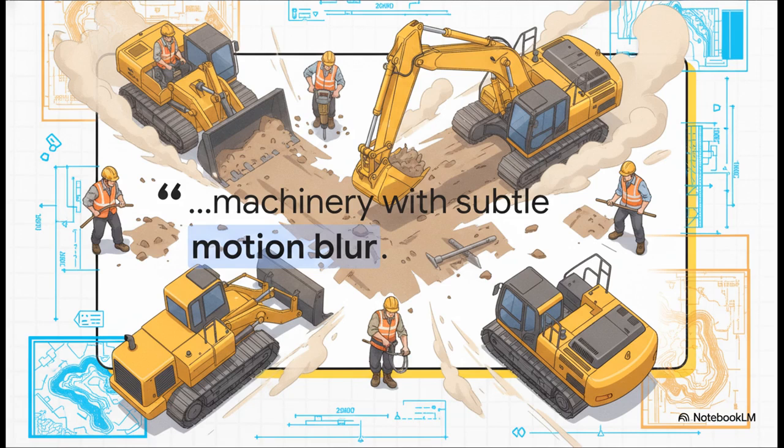Pay really close attention to this genius detail in the design. Realistic construction workers operating machinery with subtle motion blur. Actually, adding that slight blur to the workers and machinery is a game changer. It injects a vital sense of action and tension into what would otherwise be a completely static top-down view. It totally tricks your brain into feeling the buzzing, humming energy of a live worksite.